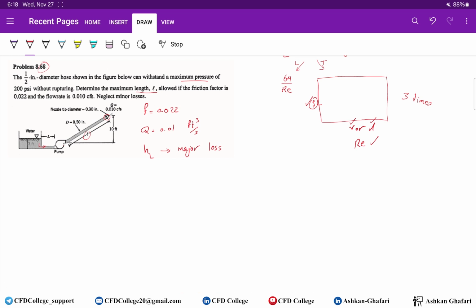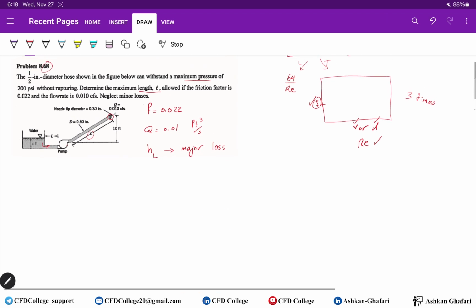Okay, now we should solve the problem. So we have the flow rate, we have the diameter, so we can calculate the velocity. But first, let's think about the location of the maximum pressure. As you know, in all these pipes, we have friction, and due to friction, we have pressure loss. So as we move along this pipe, pressure decreases. So it means that the maximum pressure is not happening here or here or here.